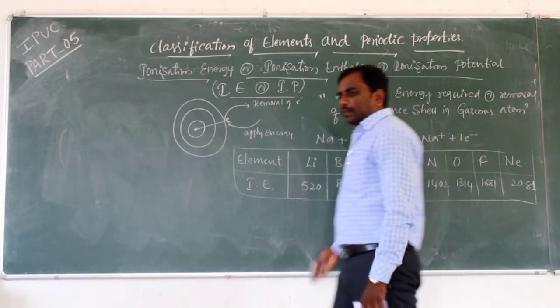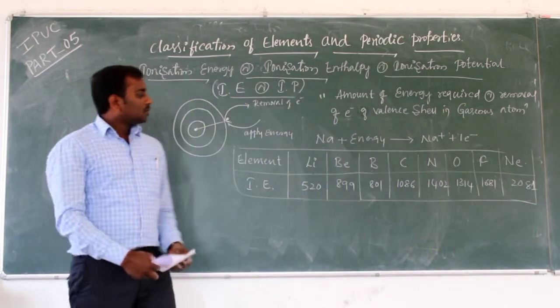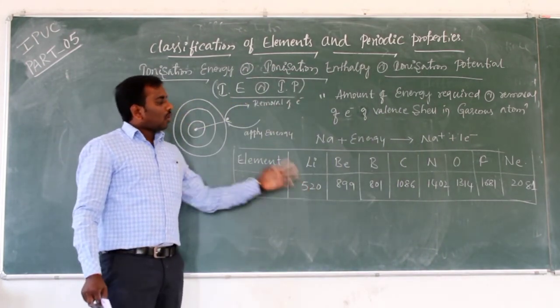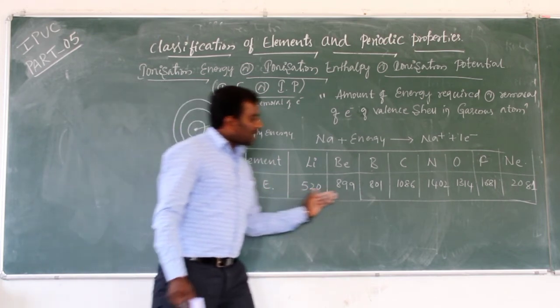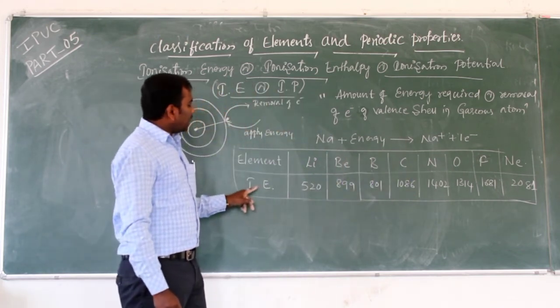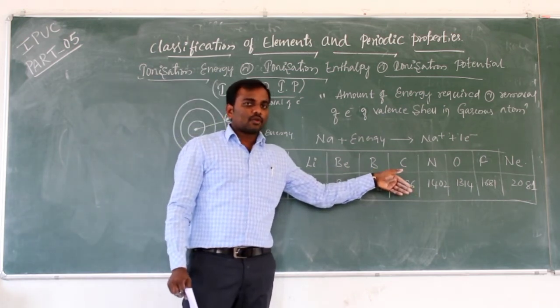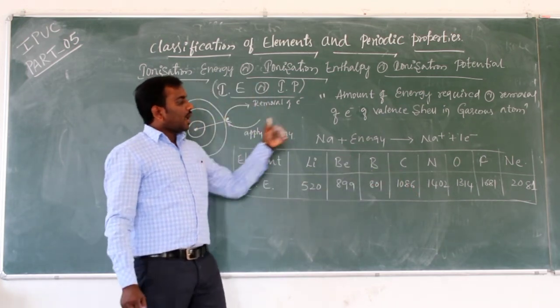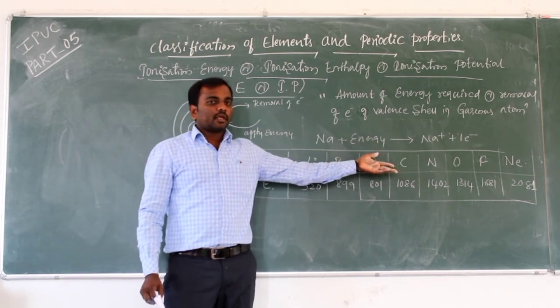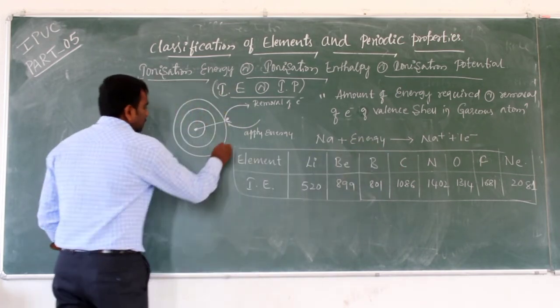See what happens? This table represents along the period. If we look along the period, this ionization enthalpy increases. Ionization enthalpy or ionization energy increases, right? And this is the period.